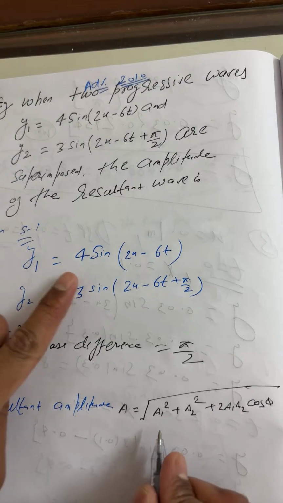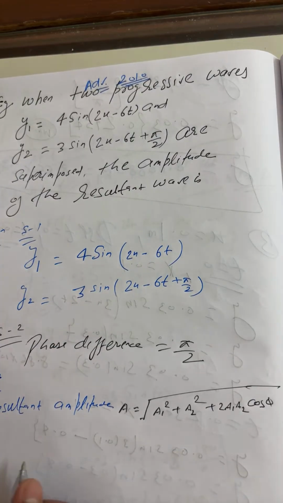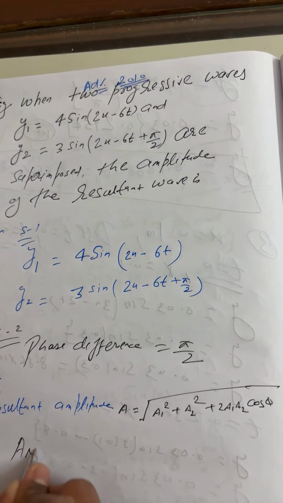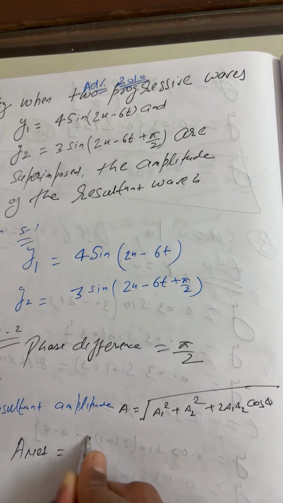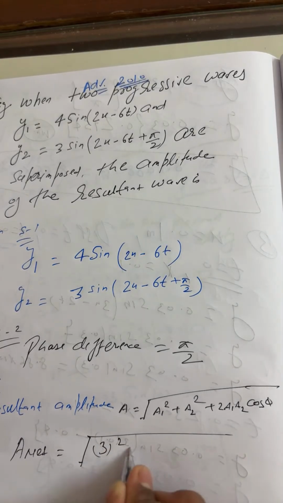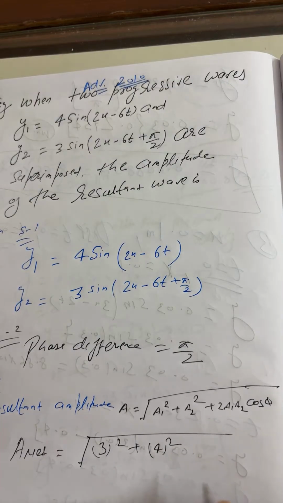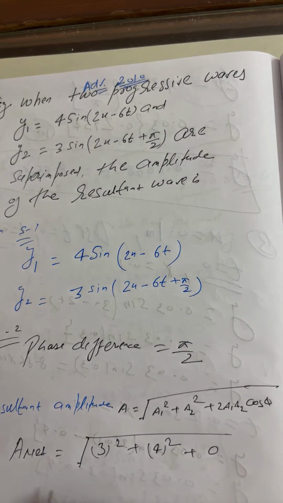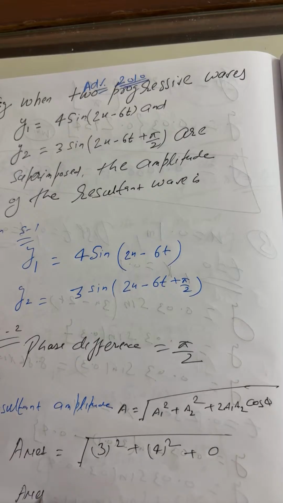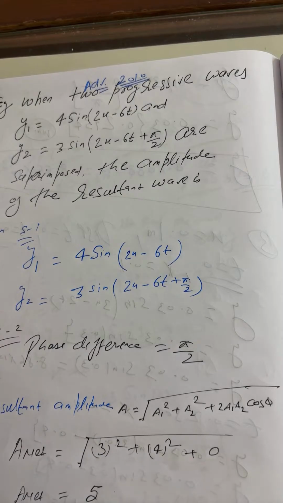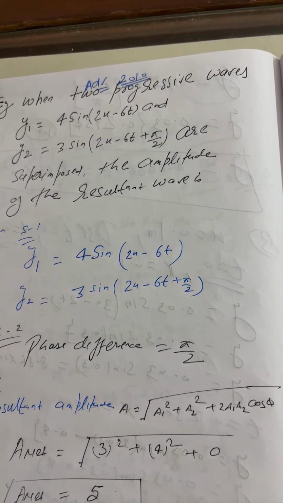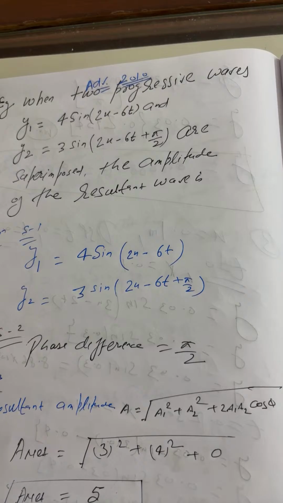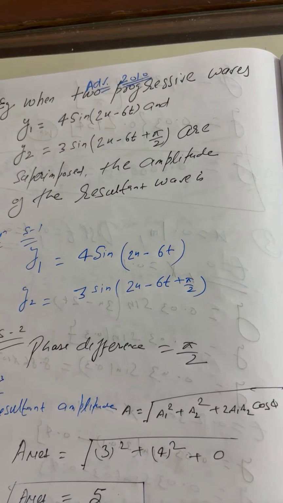So what is a1? This is a1, this is a2. We can write the net amplitude: 3 square plus 4 square plus cos 90 degrees. So the answer for the net amplitude is 5. Sagar and SS both have the correct answer.